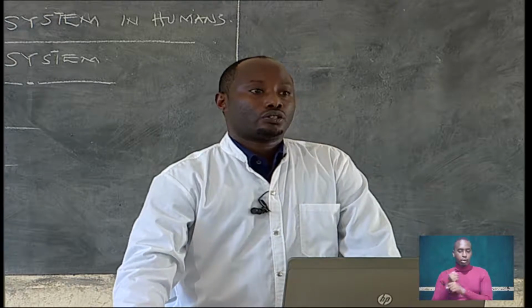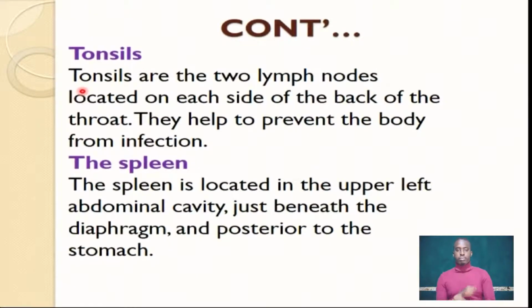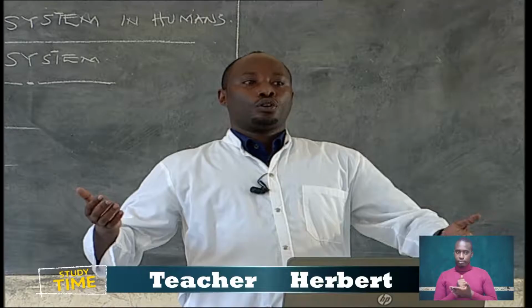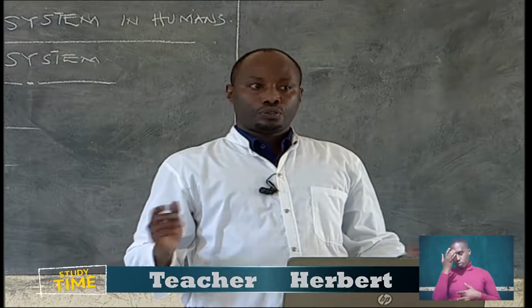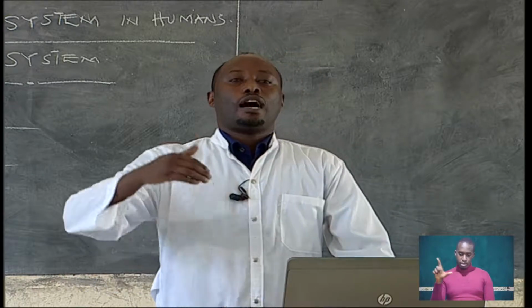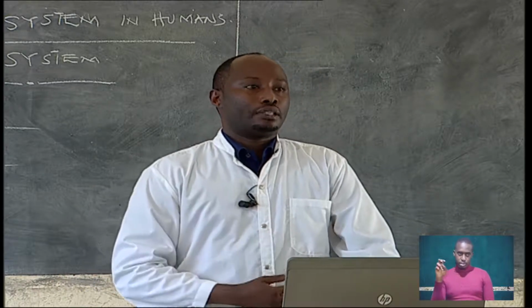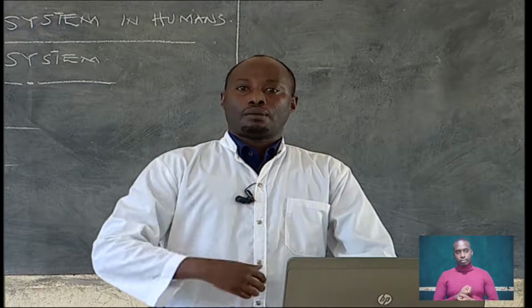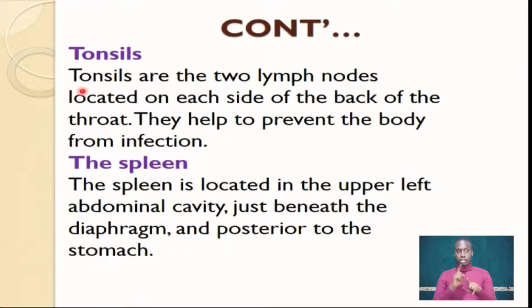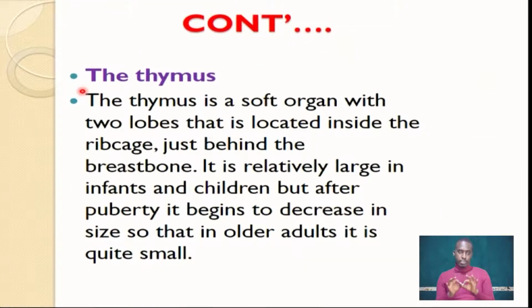We have tonsils. Where are the tonsils located? Tonsils are two lymph nodes located on each side of the back of the throat. At the back of the throat, we have what we call the tonsils, and they help the body prevent infection also. So we have the spleen. The spleen is located in the upper left abdominal cavity, beneath the diaphragm, posterior to the stomach. The spleen is also very important for protecting the body against infection.